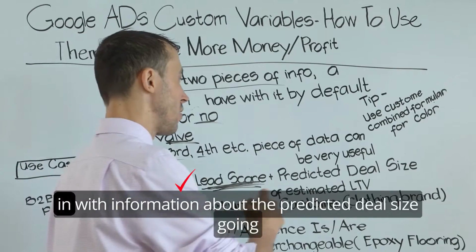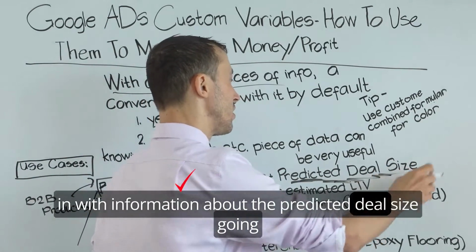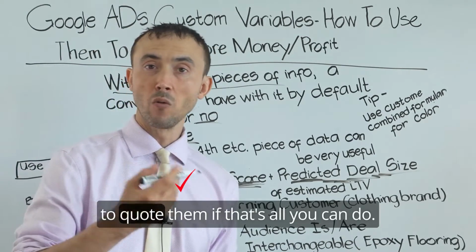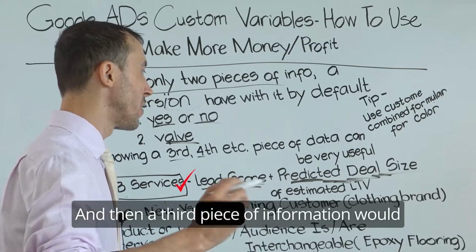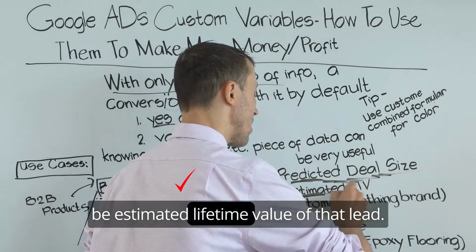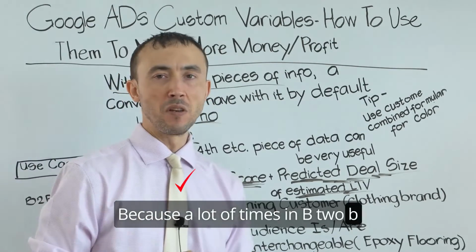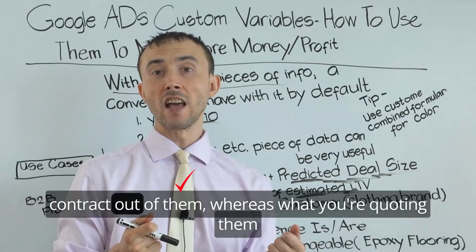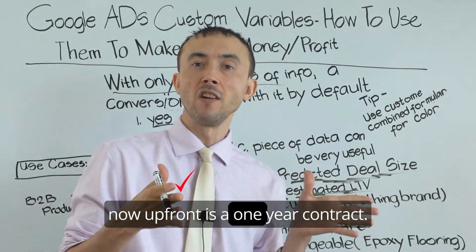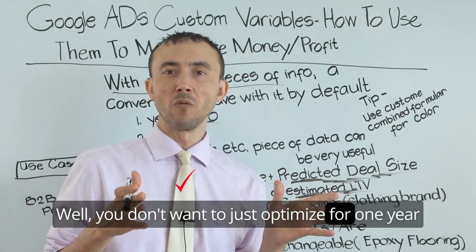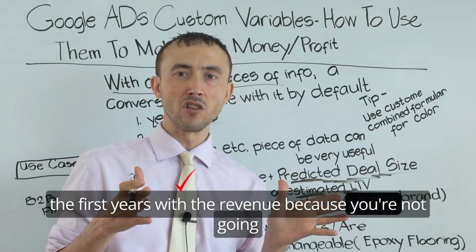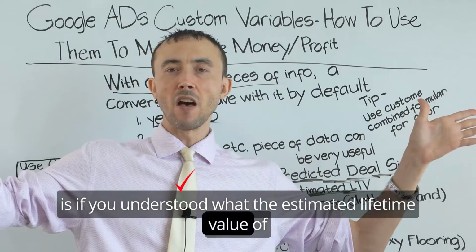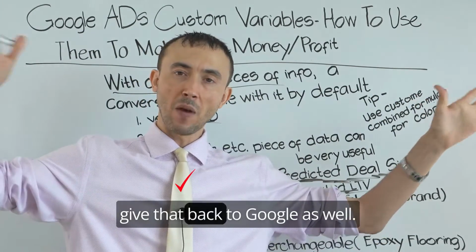You can put that in with information about the predicted deal size, going back to what I was saying before about the quote, what you quoted them, or what you're likely to quote them, if that's all you can do. And then a third piece of information would be estimated lifetime value of that lead. Because a lot of times in B2B sales, it's not just about the initial purchase, right? You are likely to maybe get a 10-year contract out of them, whereas what you're quoting them up front is a 1-year contract. Well, you don't want to just optimize for the first year's worth of revenue, because you're not going to have your ads dialed in nearly as well as if you understood what the estimated lifetime value of that customer is going to be, and give that back to Google as well.